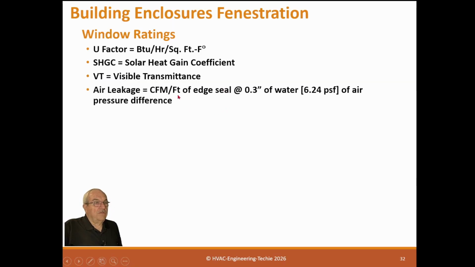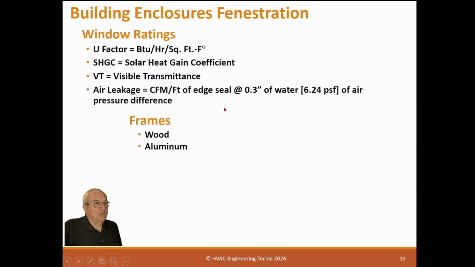Air leakage is CFM per square foot of edge seal at 3 inches of water, or 6.24 pounds per square foot of air pressure difference. So when you see a manufactured window and it says air leakage, that's what it's rating, how high of leakage it actually has on that edge seal.